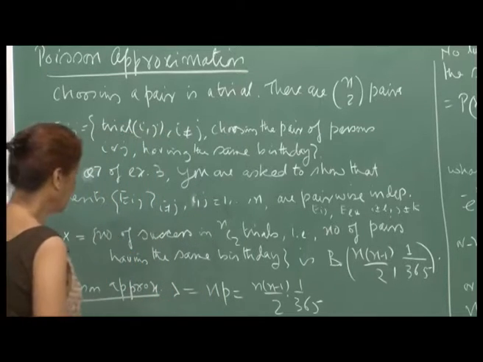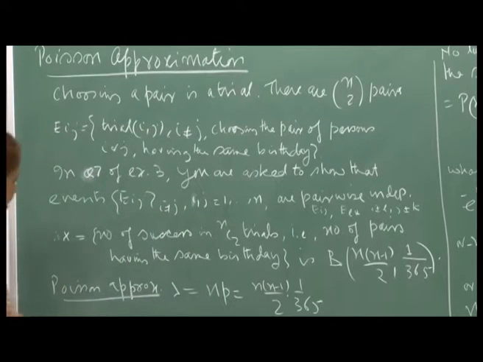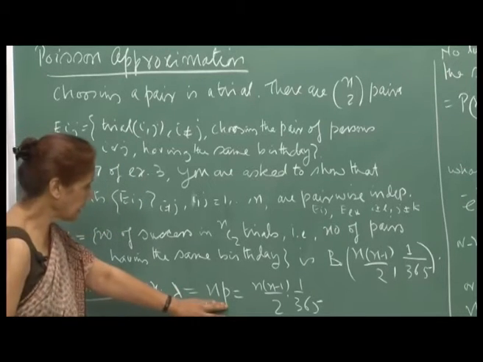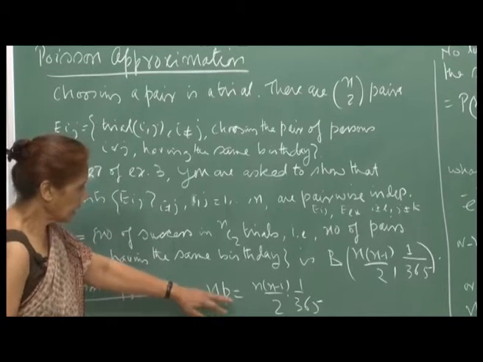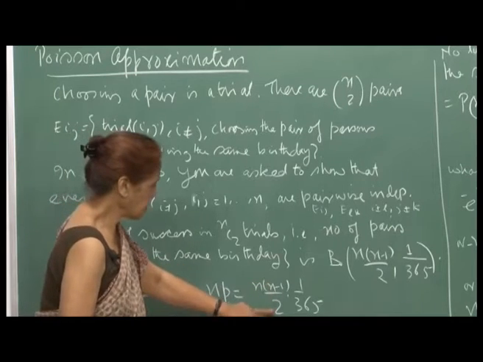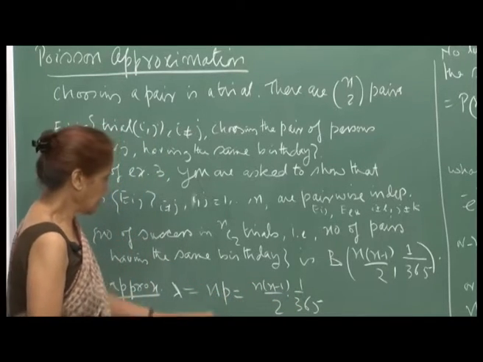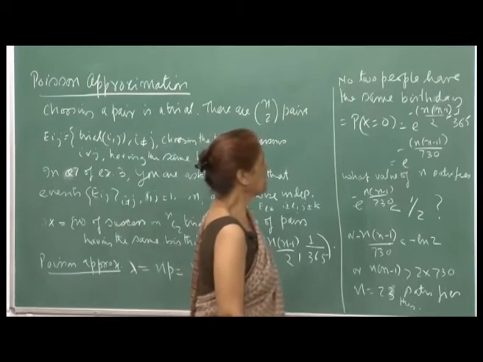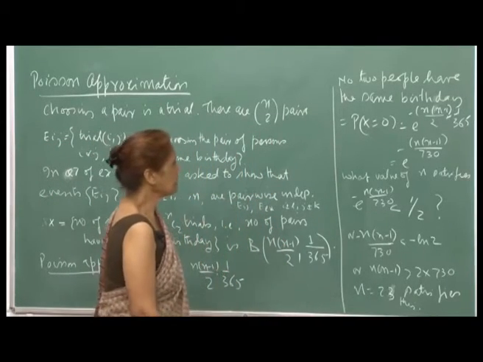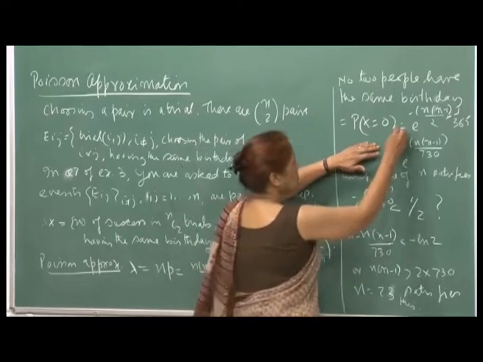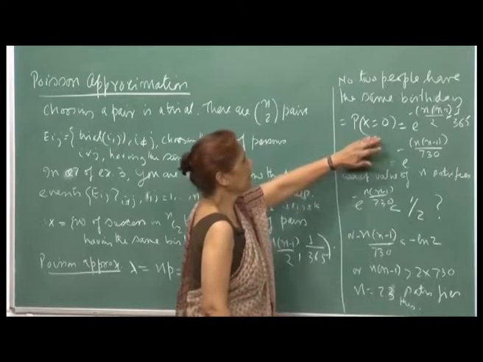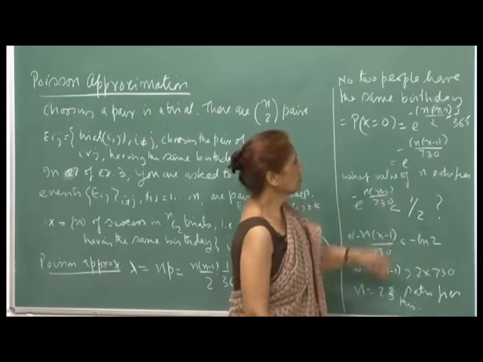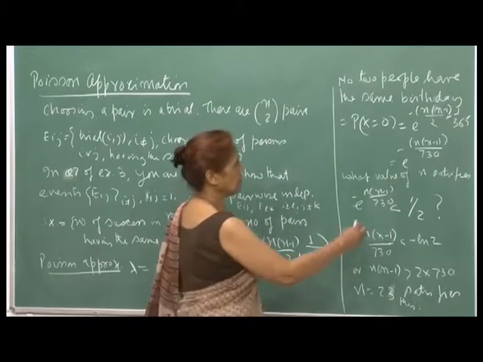If I do the Poisson approximation, then the corresponding Poisson parameter would be np, and so that will be n into n minus 1 by 2 into 1 upon 365. So, this is my np, and now you want to compute the probability that no two people have the same birthday. That means you want to find probability X equal to 0, which is e raised to minus n into n minus 1 by 2 into 1 upon 365. So, which is this number.